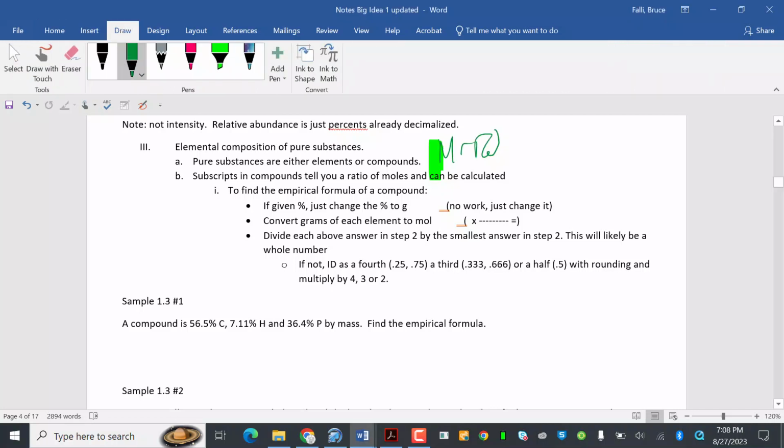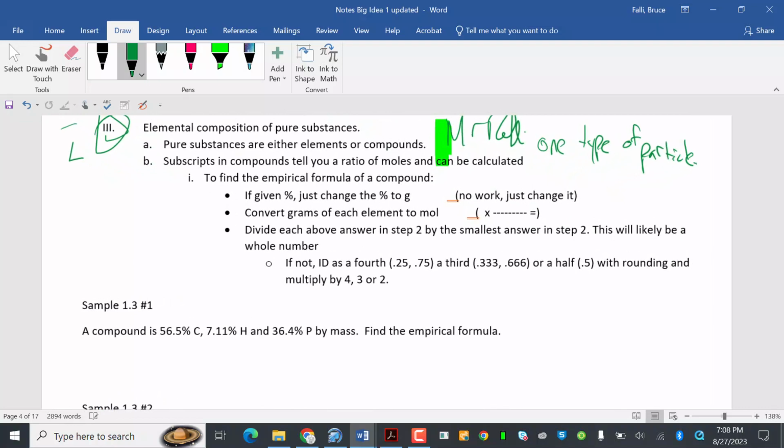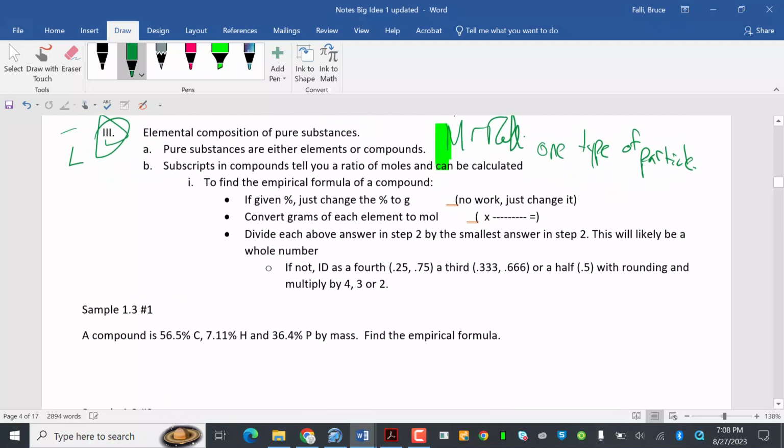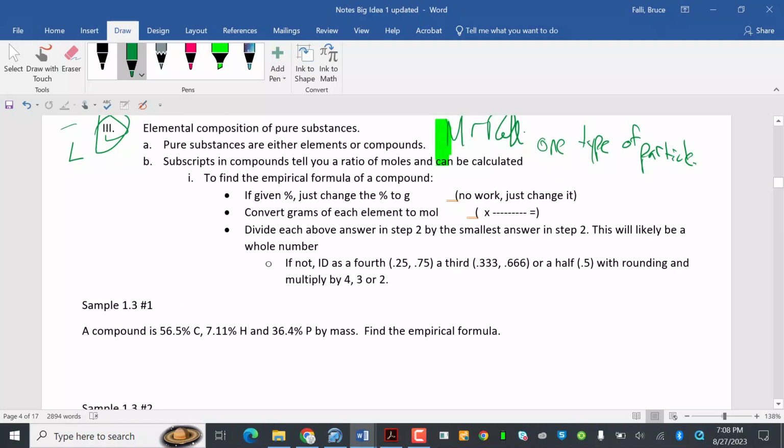This is Mr. Folly, and welcome to lecture number 2, where we are going to do parts 3 and so on. So we're going to look at the elemental composition of pure substances. Pure substances are either elements or compounds. They're said to have one type of particle, and we'll see that better with pictures. Subscripts in compounds tell you a ratio of moles and can be calculated. This is called an empirical formula.